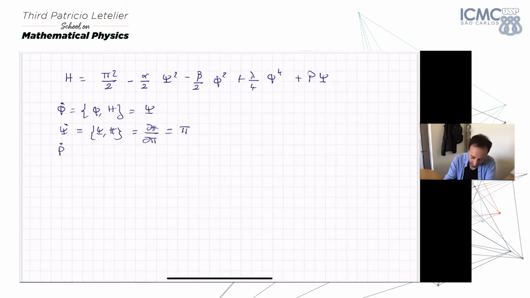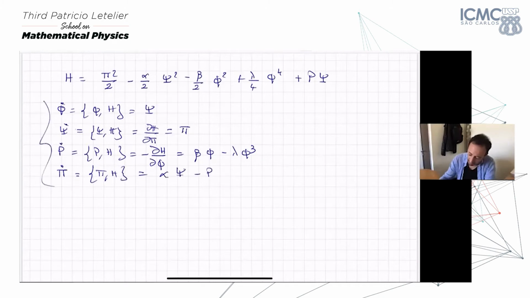The p dot is going to be the variation with respect to, how did I call it? I call it phi. So this is equal to beta phi minus lambda phi cube. And the last one is pi dot, which is pi h and is equal to alpha psi minus p. Okay, so these are the equations with the coupling term lambda.